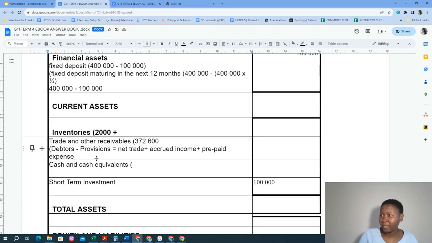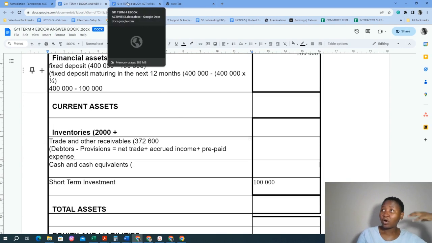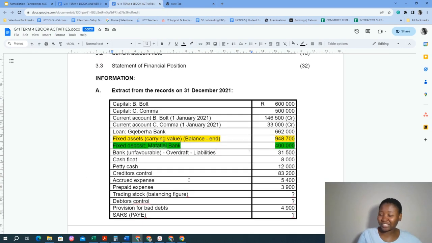And then, yeah, that is all in a nutshell in terms of your debtors, trade and other receivables. It's the trade debtors and anything else we're expecting, an expectation for a benefit to flow into the business. Looking here, there isn't anything else, so we can close this one off.